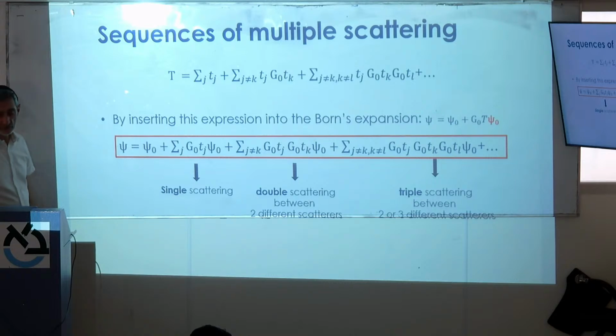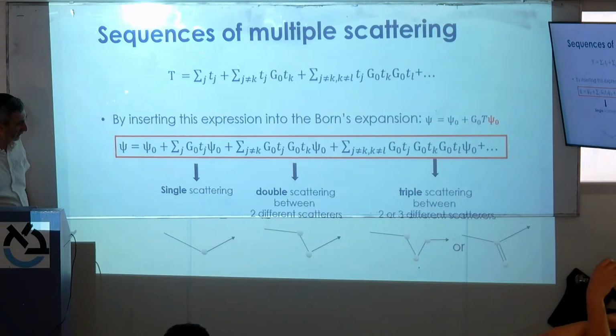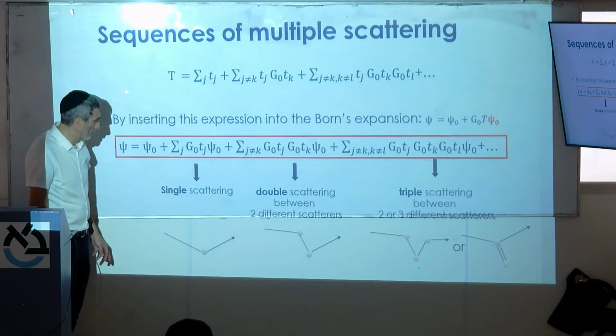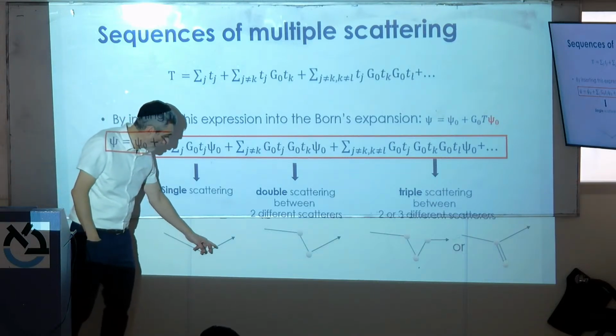So the multiple scattering is seen here as a sequence of scattering between scatterers with increasing number of scattering events. If you draw it here, you have one single scattering, then you have two, then different combinations of three, scattering by three particles. It's the same particle scattering three times, or here. So here you have scattering once.